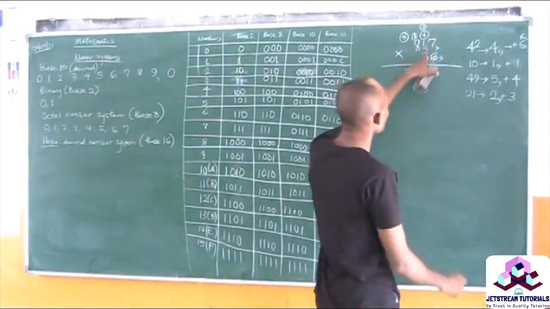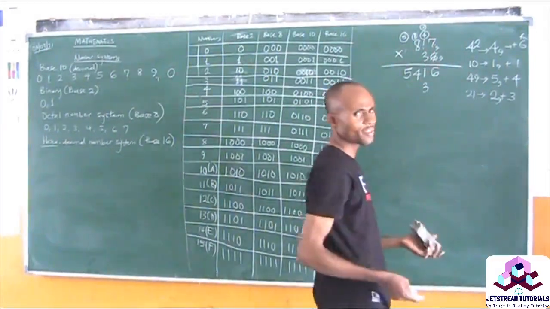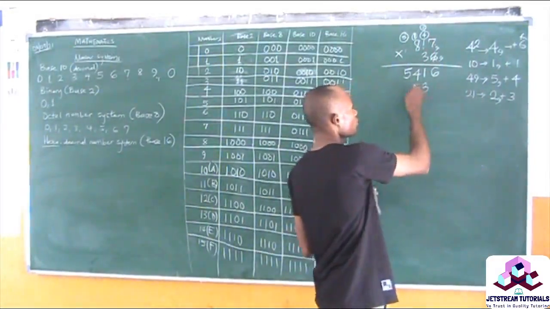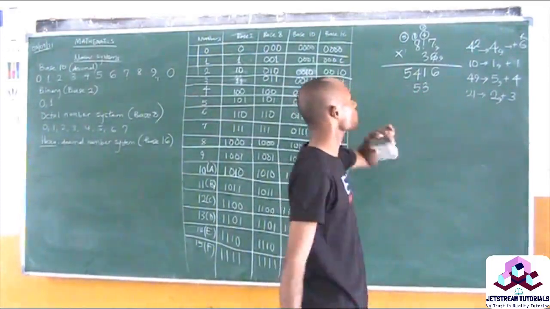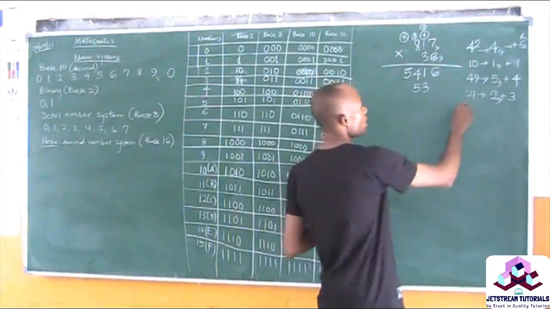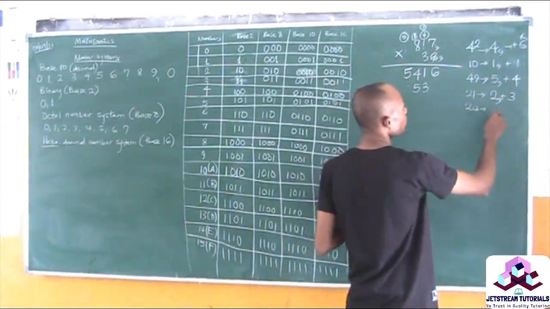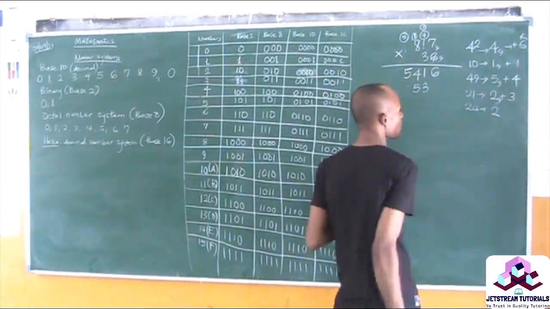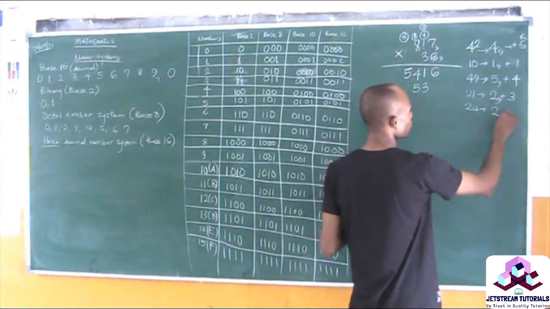So we have 3 times 1, 3, plus 2, 5. Do we have 5 in base 9? Yes, we have 5. So we write it now. So 3 times 8 is 24. Do we have 24 in base 9? No. So what do we have? 24, how many 9s do we have in 24? We have 2 nines, which is 9 times 2, 18. 18 plus 6 will give 24.